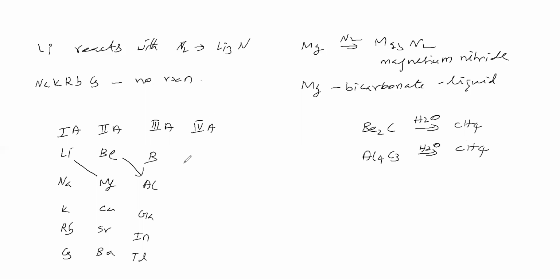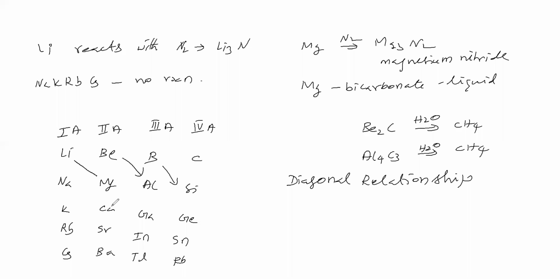Next we will take the fourth group, 4A: carbon, silicon, germanium, tin, lead. Here boron and silicon show some similarities. These are placed diagonally, therefore they are called a diagonal relationship. Due to the diagonal relationship, lithium and magnesium show similarities.